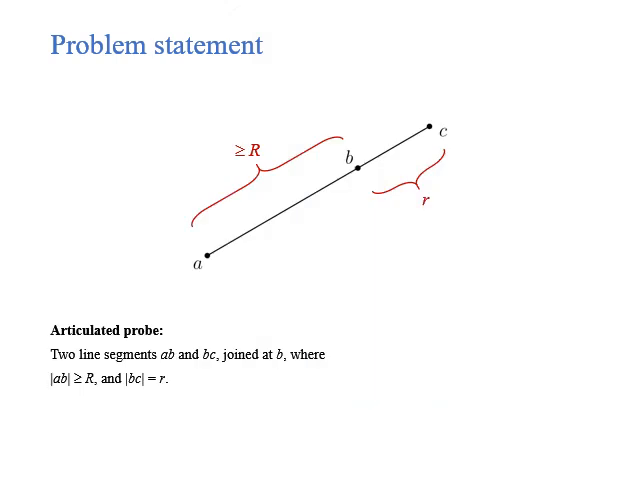In this problem, an articulated probe consists of two line segments AB and BC with a joint at point B. The length of segment AB can be equal to or greater than the radius of the circle S, while segment BC has a small length denoted as r.